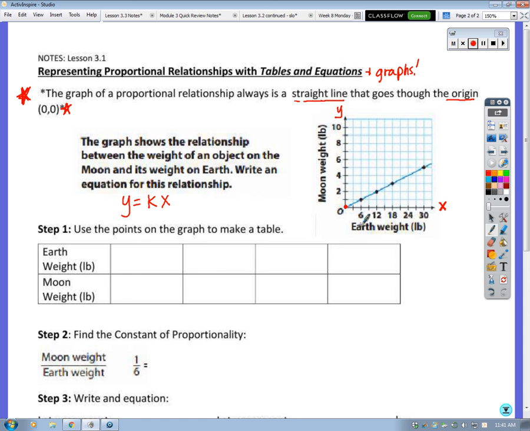This first point here, x, is 6. So weight on Earth, if it's 6 pounds on Earth, it's going to be 1 pound on the moon. Second point here, if it's 12 pounds on Earth, it's going to be 2 pounds on the moon. Third point, if it is 18 pounds on Earth, it is going to be 3 pounds on the moon. And our final point here, we jump all the way up to 30. If it's 30 pounds on Earth, it is going to be 5 pounds on the moon. So 30 pounds on Earth, 5 pounds on the moon.